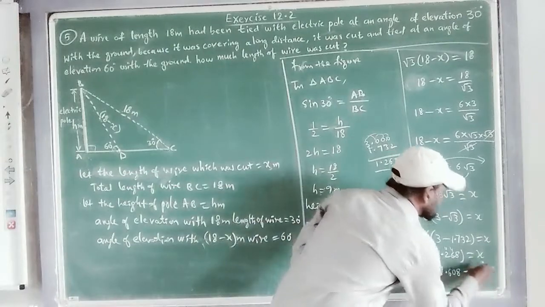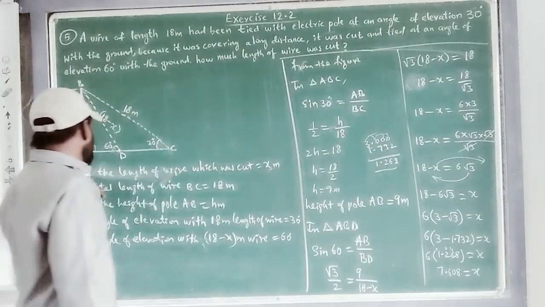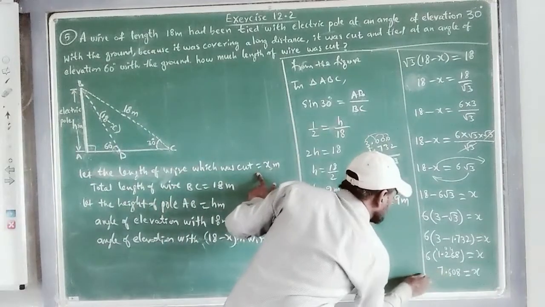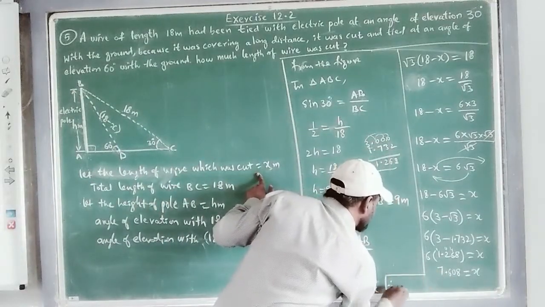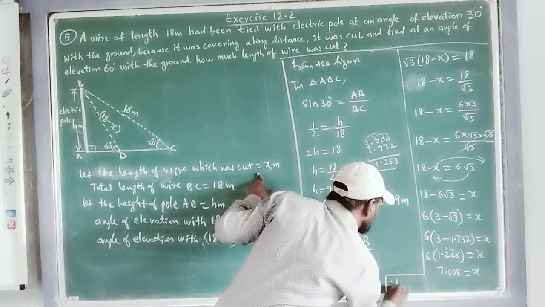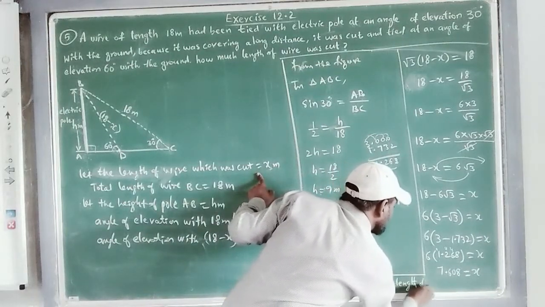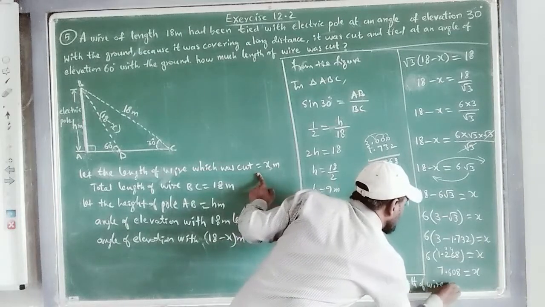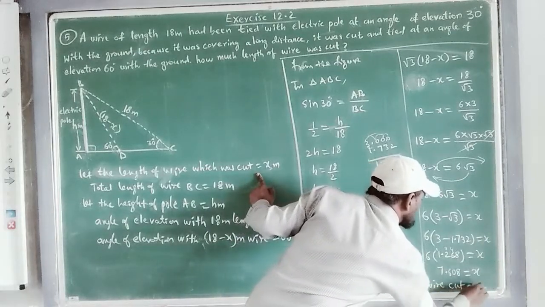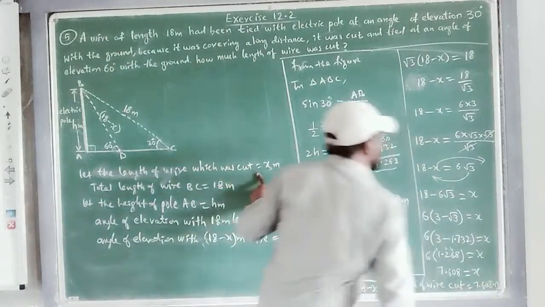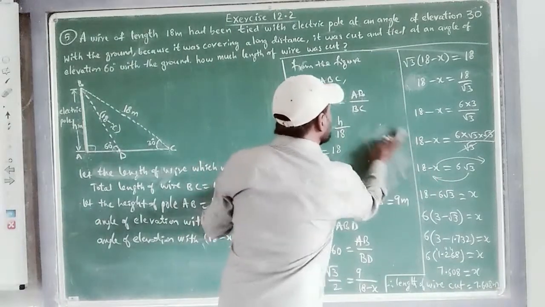7.608, that is what x value. But what is x actually? The length of wire which was cut. So the wire which was cut, length of wire cut, how much? 7.608 meters. So hope you all understood.